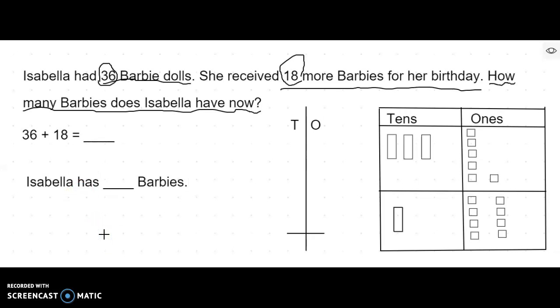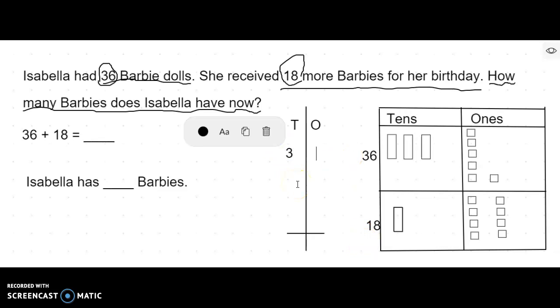Boom. I've already set up our place value picture chart. At the top, I have 3 tens and 6 ones. What number is 3 tens and 6 ones? Yeah, 36 is 3 tens and 6 ones. And on the bottom, I have 1 ten and 8 ones. What number is 1 ten and 8 ones? Yeah, that's 18. So I have 36 and 18.